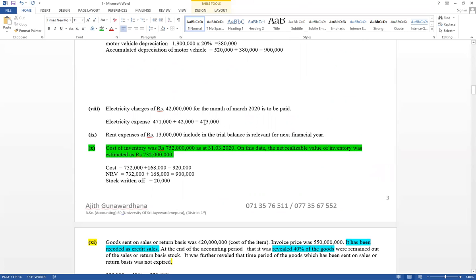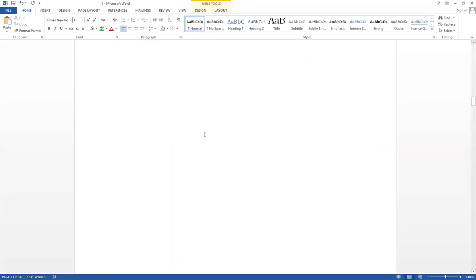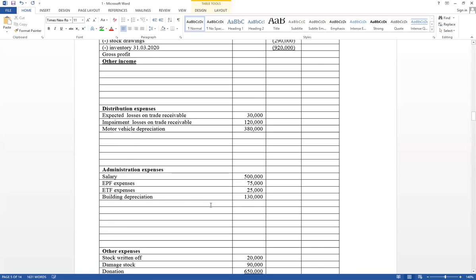Here the total amount equals 471 plus 42, 513. Therefore, as an expense, 513 and 42,000 accrual electricity. Under administration expense, 513,000 as an electricity expense.